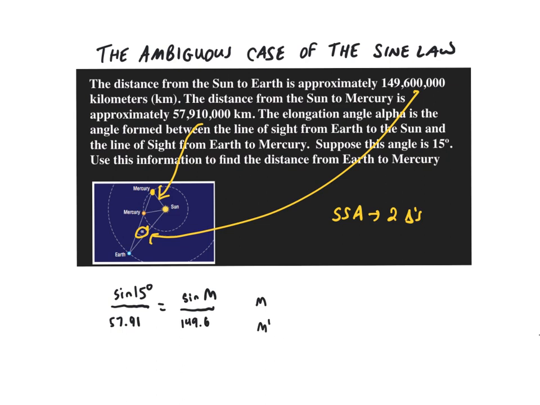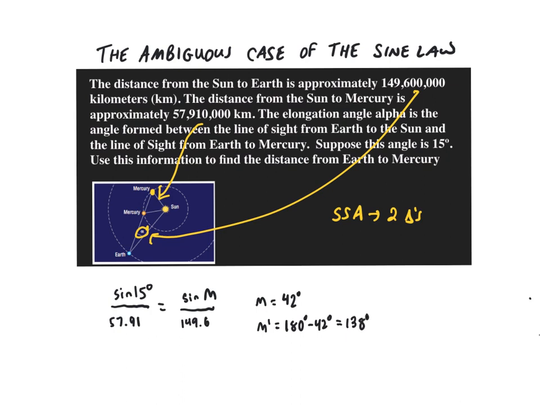And I'll note that when I solve it for m, I'm going to get two different solutions, one acute and one obtuse. The first solution I find, after taking the inverse sine of 149.6 times sine of 15 divided by 57.91, is 42 degrees. So that's the angle formed when Mercury is in the further position. And the other solution that I find is the supplement of that, 180 degrees minus 42 degrees, or 138 degrees.